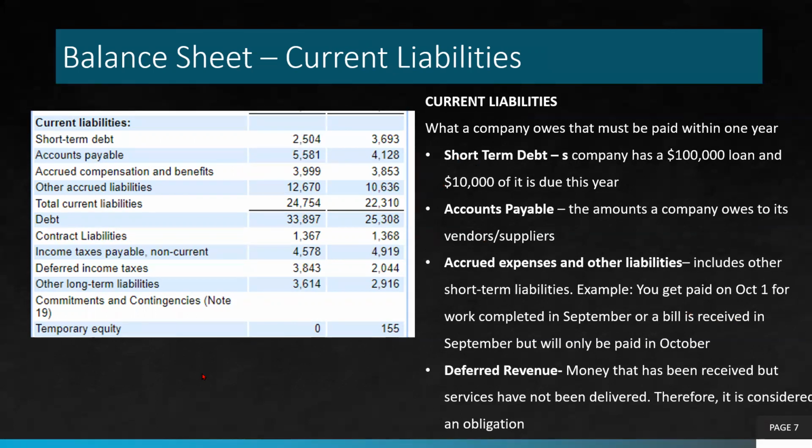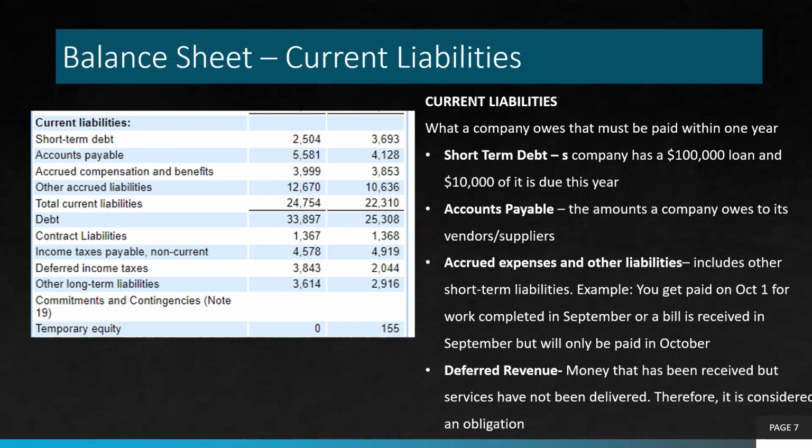Accounts payable is the amount that a company owes to its vendors. So I owe my vendors and my suppliers money, but again, I have payment terms with them. It's net 30, net 60, net 90. So I know that I'm going to be paying that within 1 year.